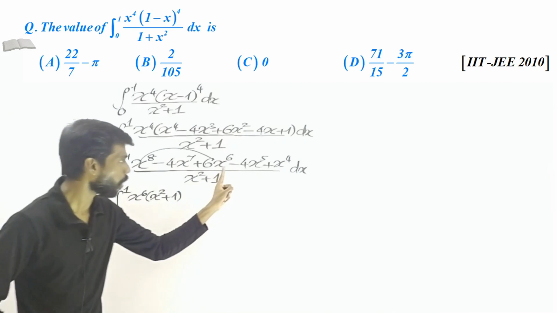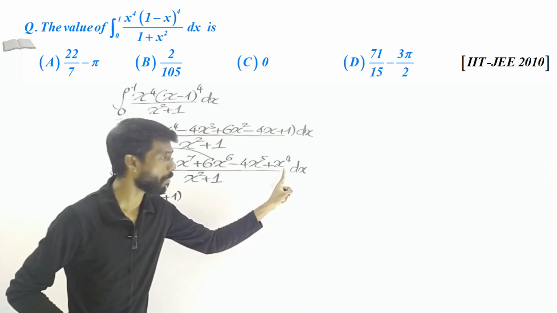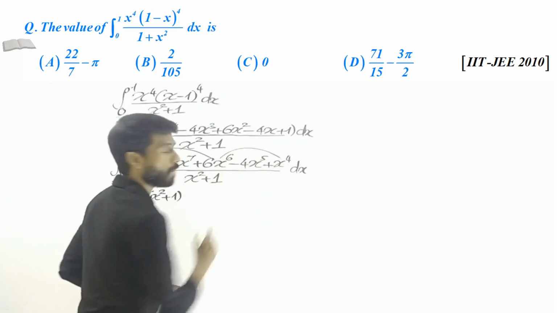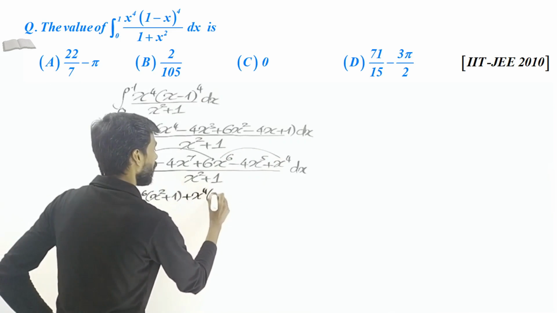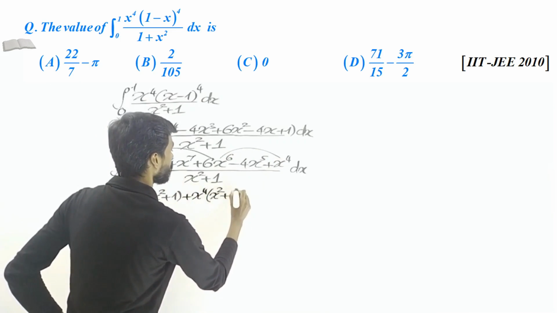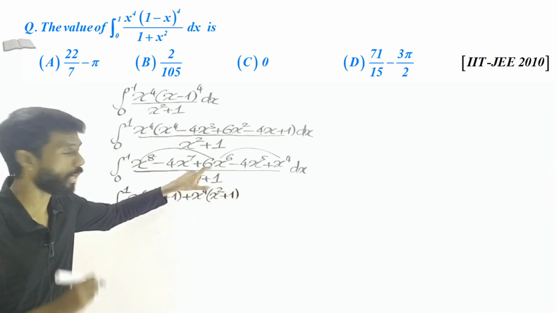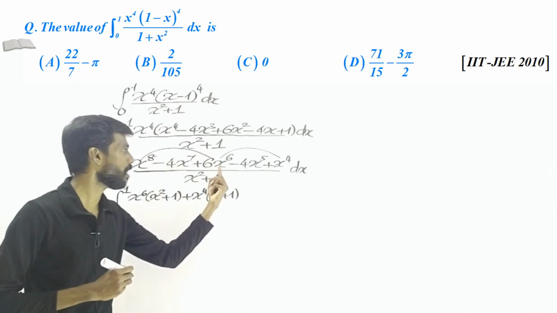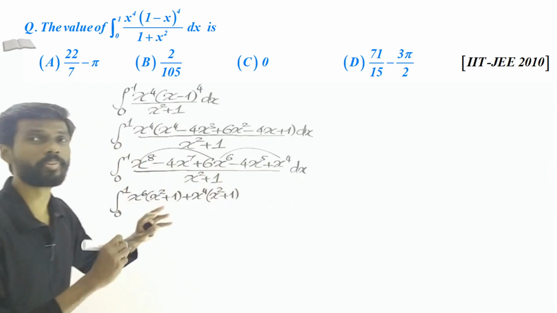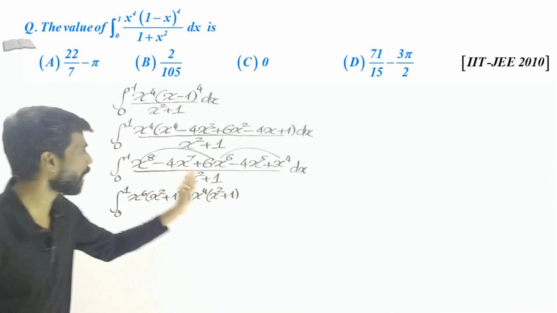Now similarly, one more x to the power 6 can be combined with this. So take x to the power 4 common. Then you will get x square plus 1. But still, we have a 4x to the power 6. We have taken 1x to the power 6 here, 1x to the power 6 here. So we are still left with the 4x to the power 6, okay? That we can use later.